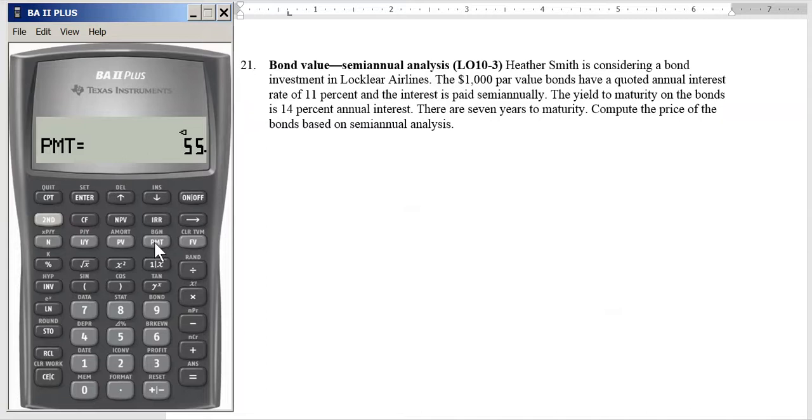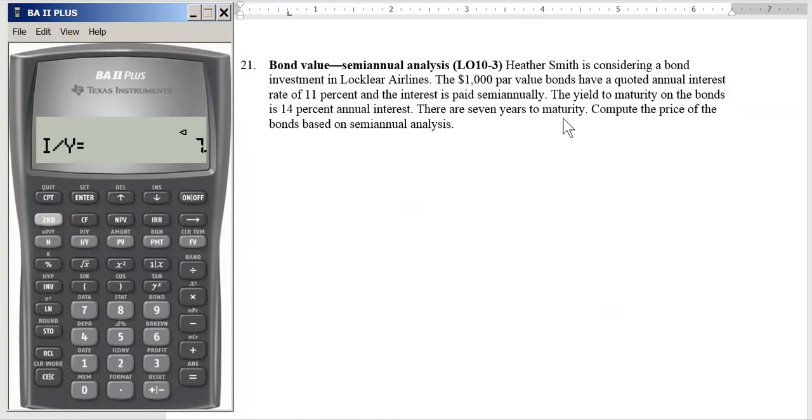The yield to maturity on the bonds is 14% annual interest. Well, that 14%, that yield to maturity, is what we use as the discount rate. But because this is an annual amount and our discount periods are semi-annual periods, then we have to divide this annual amount in half as well. And so 7 will be our discount rate.